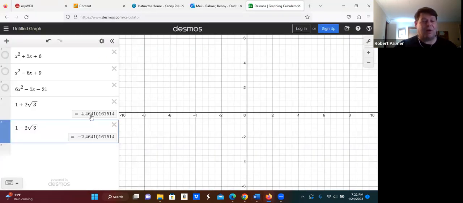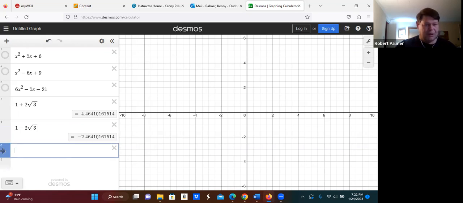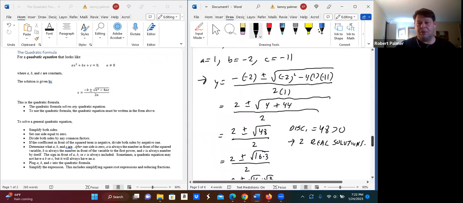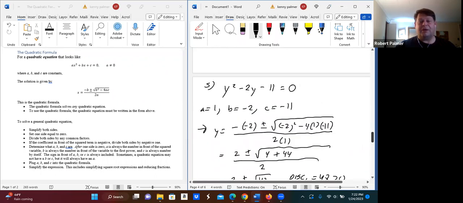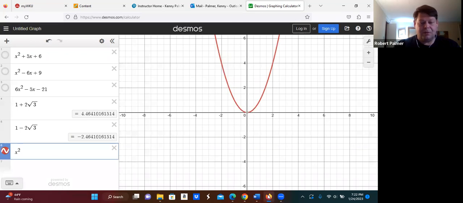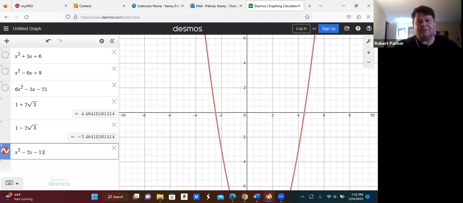Okay, and also we could graph this one. And so remember what this was. This was my original problem, y squared minus 2y minus 11. Now I'll use x in Desmos, so in Desmos, I'll write it using x squared minus 2x minus 11. All right, so there are both of our zeros, as we said.